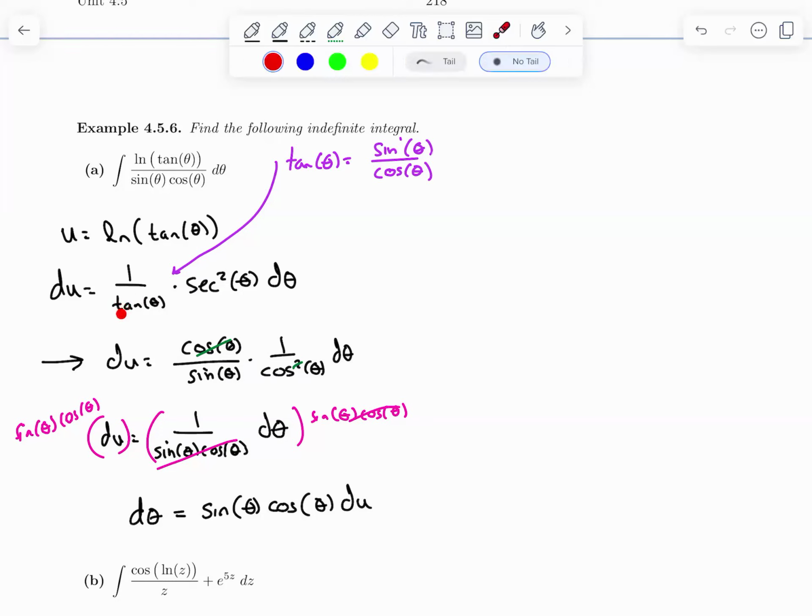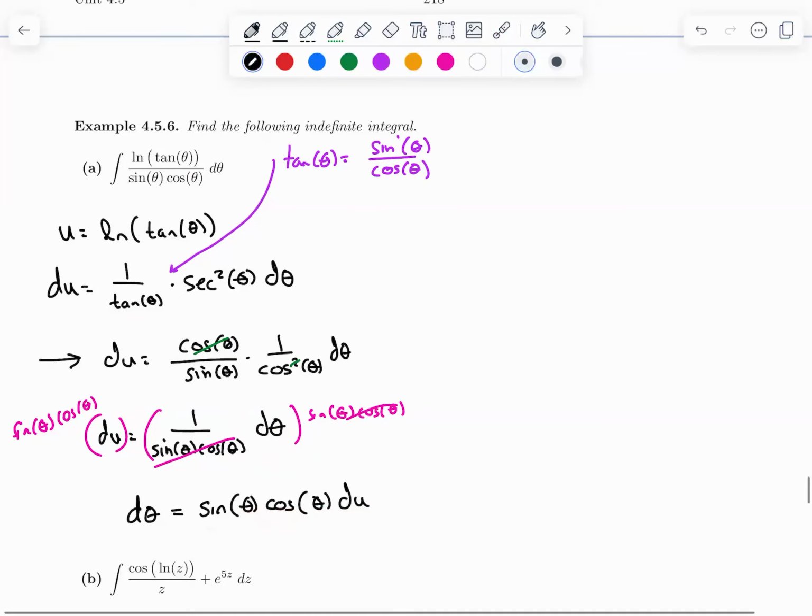Tangent of theta is sine over cosine, but it's 1 over tangent, so that's why it's now cosine over sine. Secant squared is 1 over cosine squared. One of the cosines cancels. So we've got du is equal to 1 over sine theta cosine theta d theta. We want to solve for d theta. That's the second to last step. Multiply both sides by sine theta cosine theta, and you get d theta is equal to sine theta cosine theta du.